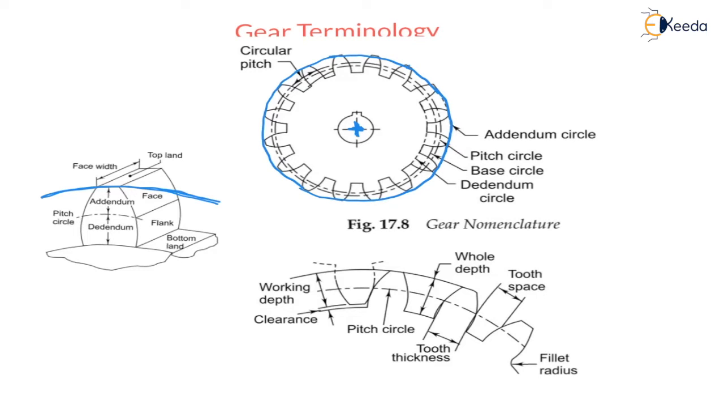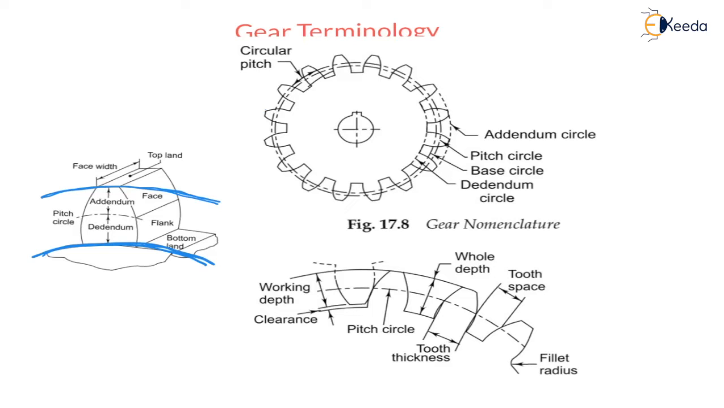And if I cover all the bottom lands, this circle is called the dedendum circle. Therefore if all the bottom lands are covered by a circle, then this circle is called the dedendum circle. See here it is mentioned, it is a dedendum circle, and the upper circle is the addendum circle. Now let us go to the pitch circle. The pitch circle is in between them.